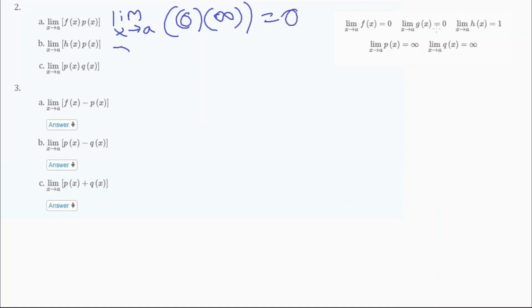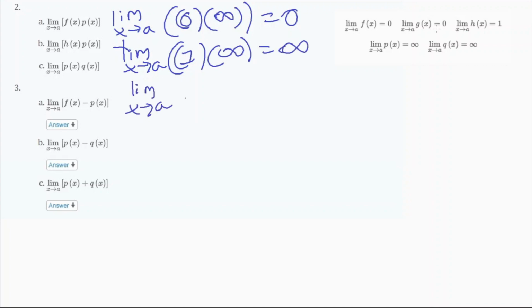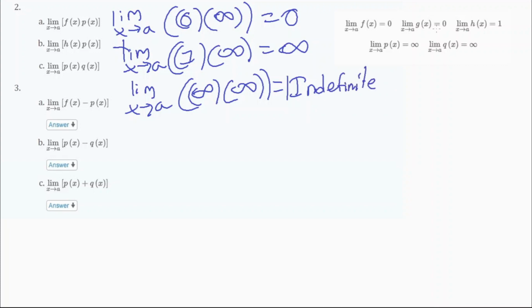And then for b, we're going to have limit as x goes to a of h of x times p of x. h of x is going to be 1, and p of x is infinity, so our answer is going to be infinity. And now limit as x goes to a of p of x times q of x. So we're going to have infinity times infinity, which is the same as infinity divided by infinity, and that is going to give us an indefinite answer. So we're going to put indefinite for that.